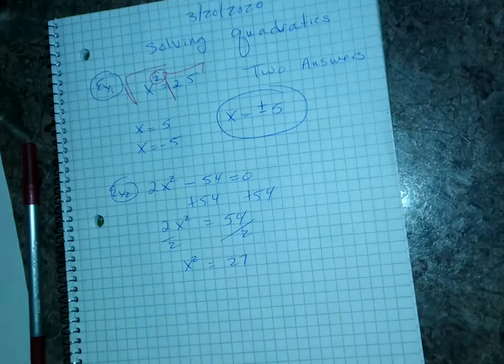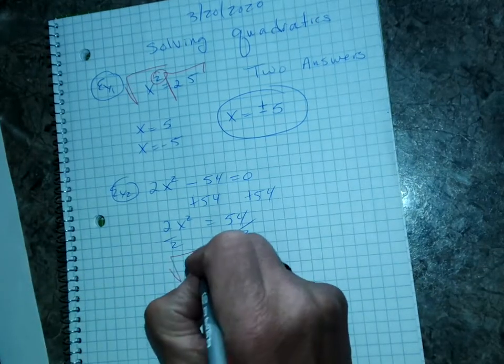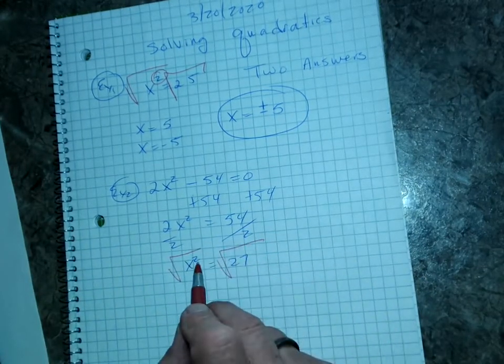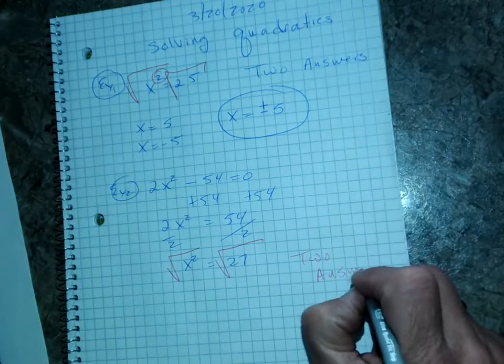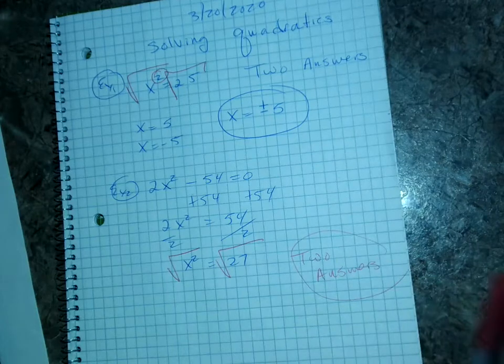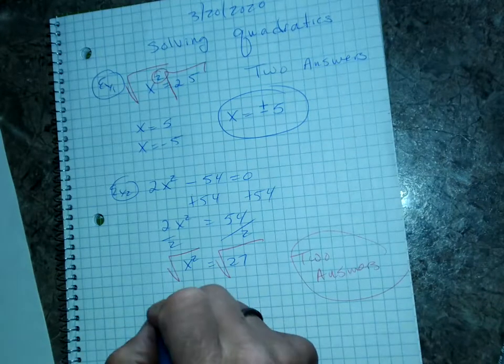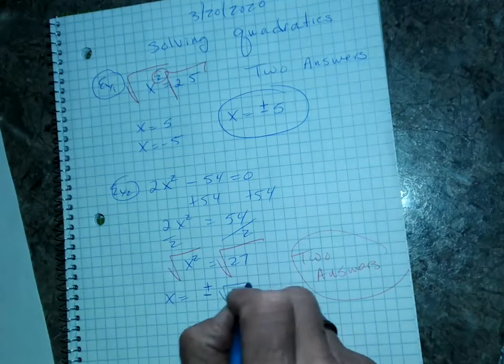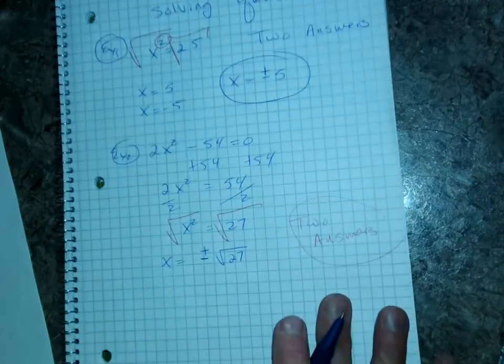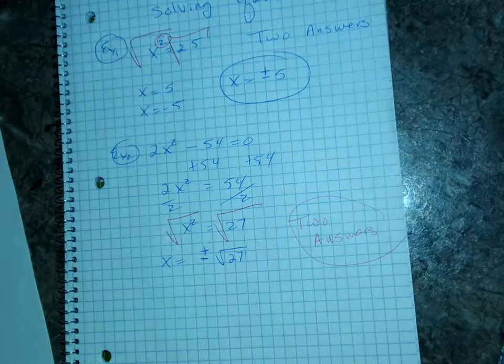I'm going to solve it by square rooting it because the square root will get rid of the x squared, but I know there's got to be 2 answers. It has to be 2 answers because x squared. So I'm going to get x equals, now watch this, plus or minus the square root of 27. Okay, that answer is okay, but I can reduce it.